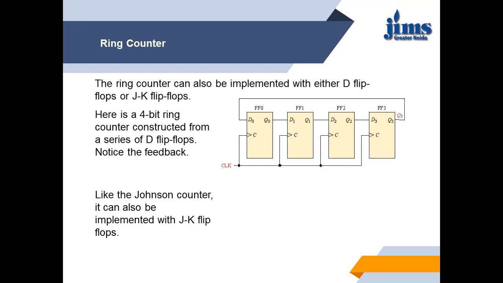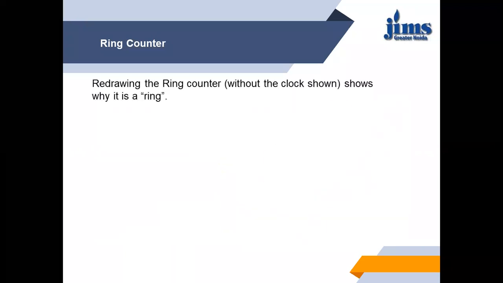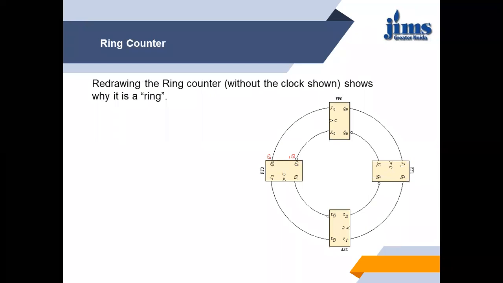And in the same way, you can construct it with the help of D flip-flop. Same arrangement is here. But what you have to do, initially you have to clear flip-flops D0, D1 and D2. Then the output of these flip-flops should be 0. And you have to preset flip-flop D3. That means the output of D3 should be 1, so that that particular loop can be obtained. Redrawing the structure without the clock, you can see it forms a ring. That's why it is known as a ring counter.